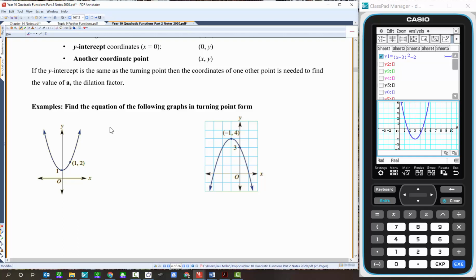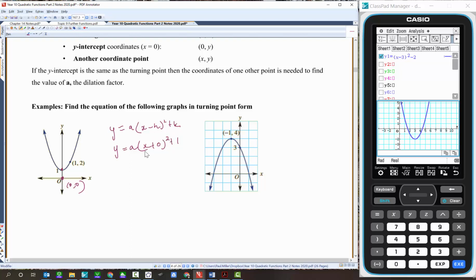Okay, so what we note is that we've got this general form, y equals a, x take h all squared plus k. That's a parabola in turning point form, what we call general turning point form. So what we're going to do is note that the turning point of this one here is going to be y equals a. Now there's no translation, so I'm going to go x plus 0 all squared, and it goes 1 unit up, so plus 1. Remembering that the basic parabola starts at 0, 0, and then we consider the movements of the parabola from 0, 0.